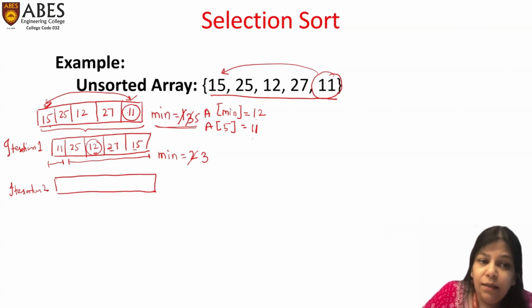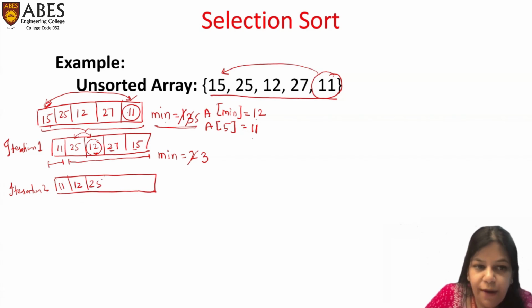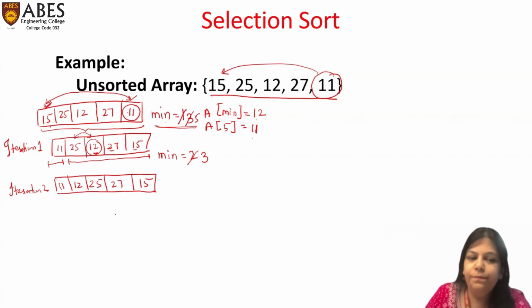And then this 12 will be swapped with 25. So after this pass, after this iteration, the array will have the values 11, 12, 25, 27, and 50.